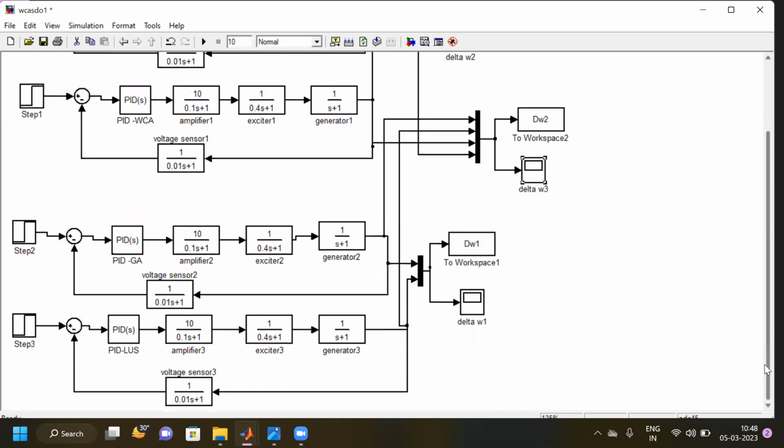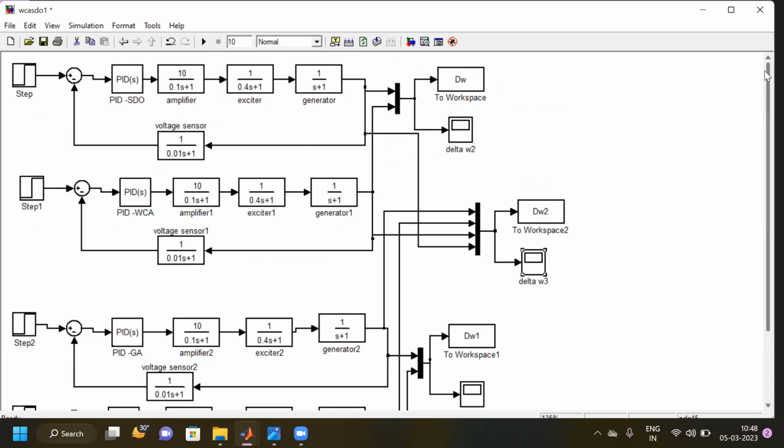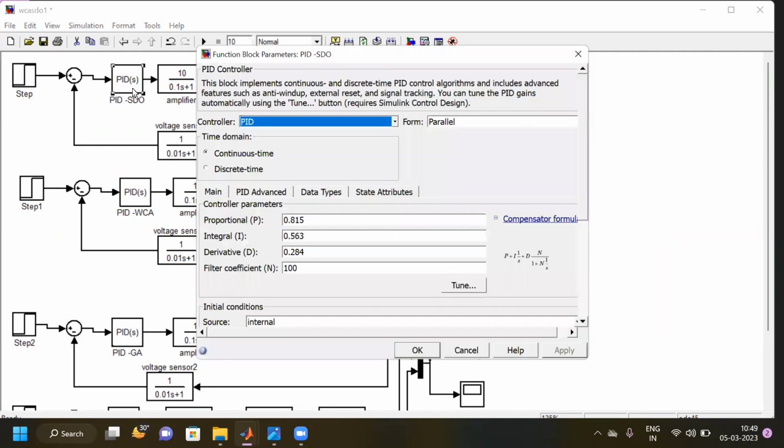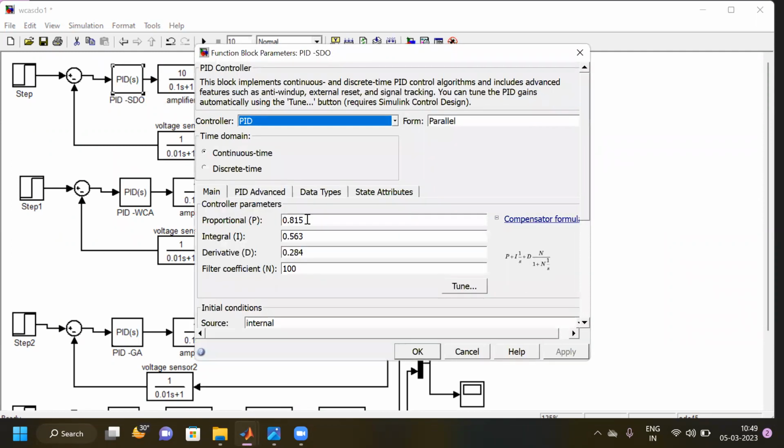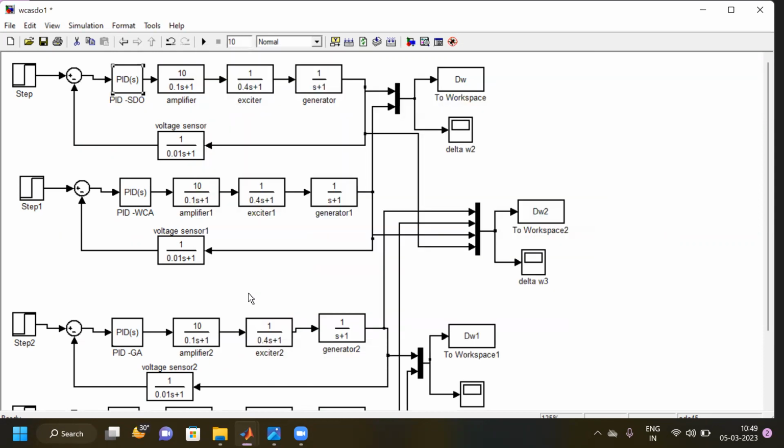We'll follow this. By using this block diagram, we have taken the PID values. Proportional means Kp, integral means Ki, derivative means 0.285. I am inserting these values in the PID. So now this is our block diagram. For all of them, we are inserting the Kp, Ki, Kd values. After this, we'll run the program. We can check our output.